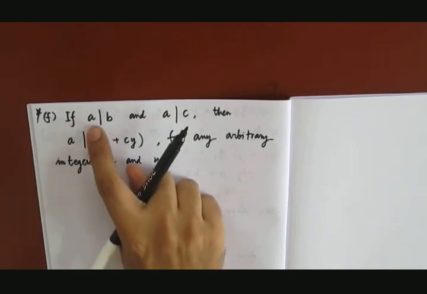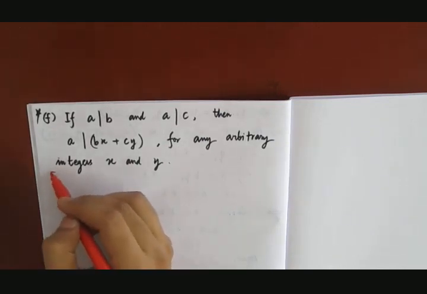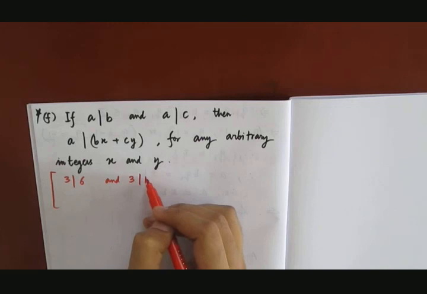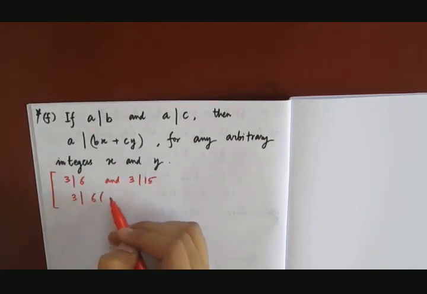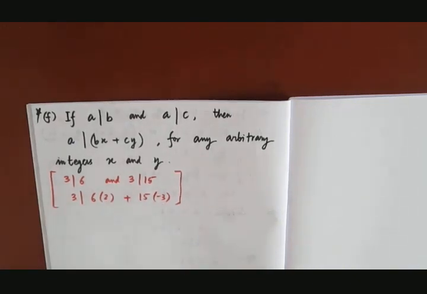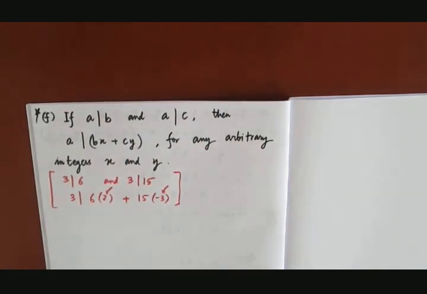So the theorem says that if A is a divisor of B as well as C, then A will divide any possible linear combination of B and C. Before going to the proof, I'll just show you an example. 3 divides 6 and 3 divides 15, right? So 3 will divide 6 times any integer plus 15 times any integer. You can put here any integer. 3 will definitely divide. If I put here 2 and minus 3, you just check: minus 45 plus 12 is minus 33, and 3 divides minus 33. You can put here any integers. So this is what the theorem says. If an integer divides two integers, then it will divide all the linear combinations of the two integers. Okay? I hope you understood the meaning of this theorem.